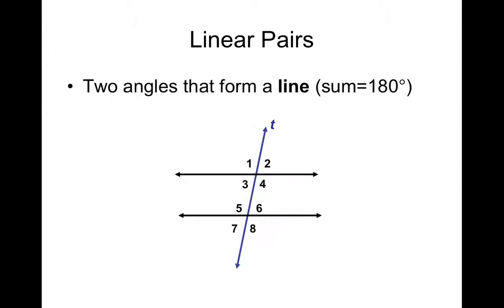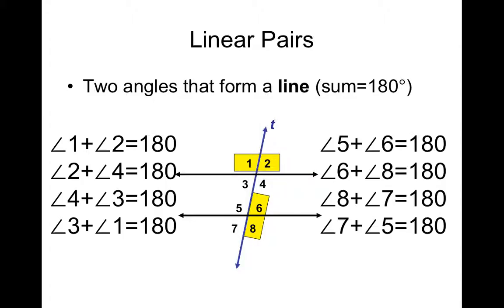So, two angles that form a line are a linear pair, and they add up to 180 degrees. So, for example, 1 and 2 going across, or 6 and 8 going up and down. And in fact, there are 8 pairs of linear pairs here, and the sum of all of these linear pairs, like all linear pairs, adds up to 180.